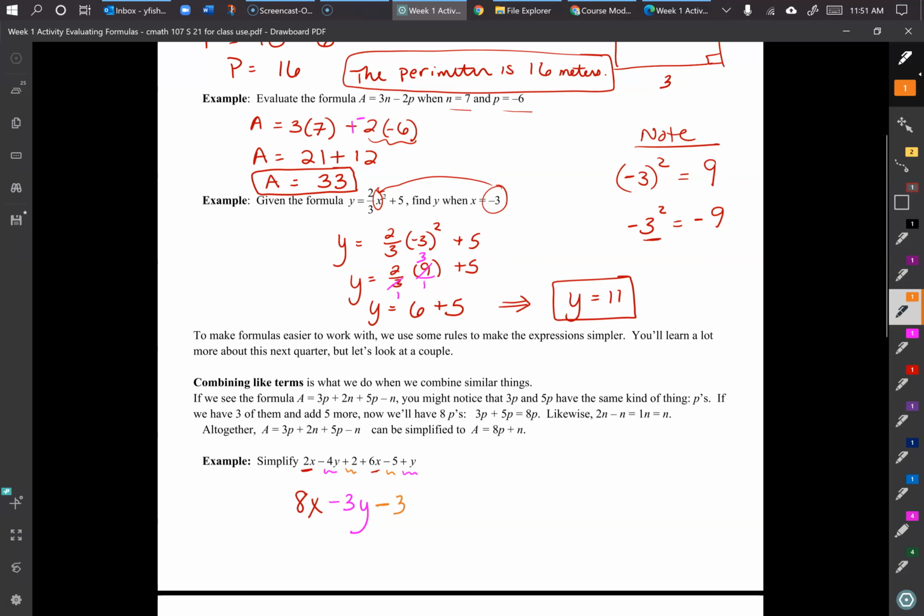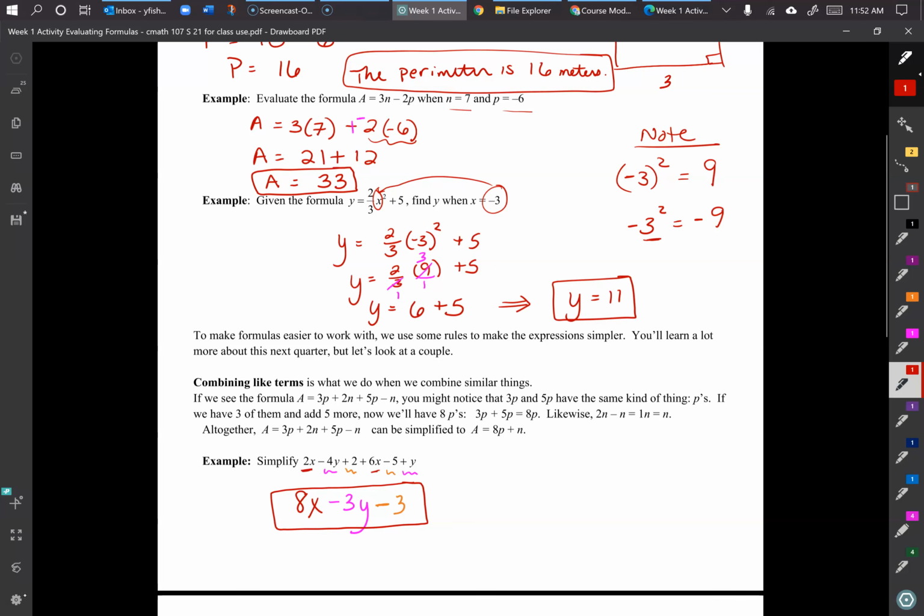So that is it for this one. And we can't add apples and oranges together, so to speak. So anything that's unlike terms, we're just going to leave as is. It's an expression. We can't solve it or anything. We're just going to box it in, and that's our answer.